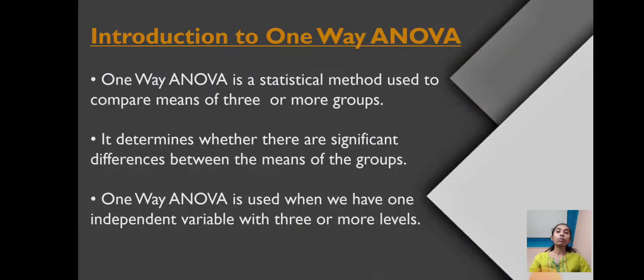First, the introduction to One-Way ANOVA. One-Way ANOVA is a statistical method used to compare means of three or more groups. It determines whether there is a significant difference between the means of the groups. And One-Way ANOVA is used when we have one independent variable with three or more levels.